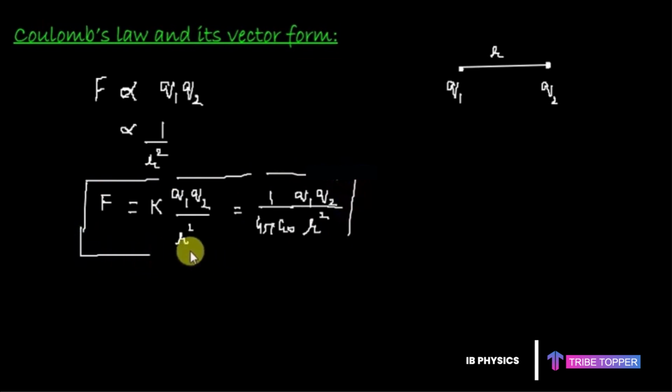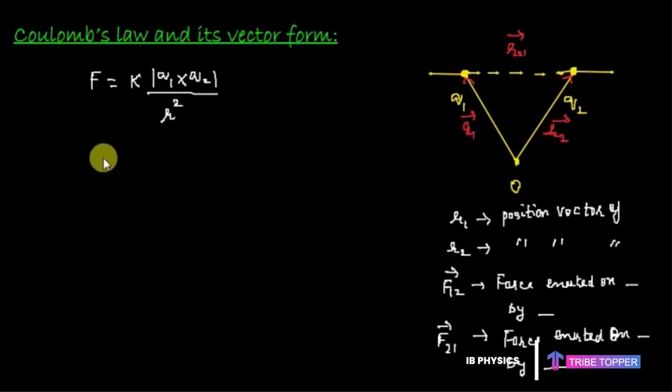Now we are going to derive Coulomb's law in vector form, because that's an important question generally for 3 marks: to derive Coulomb's law in vector form and hence prove that Coulomb's law also obeys Newton's third law. So let's do that.